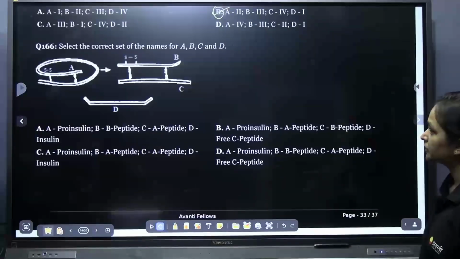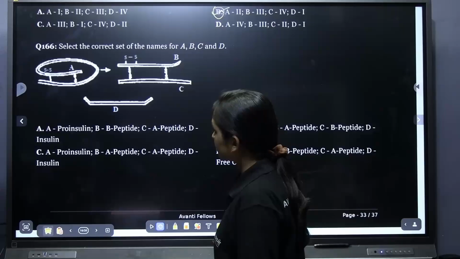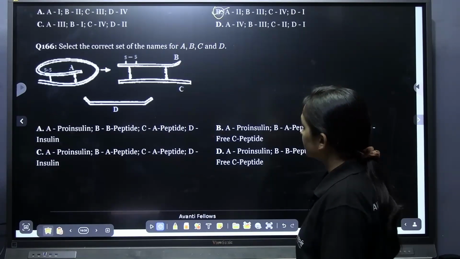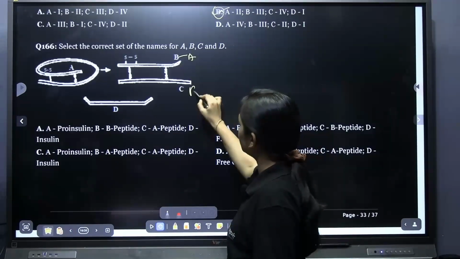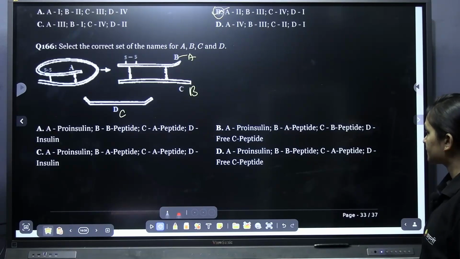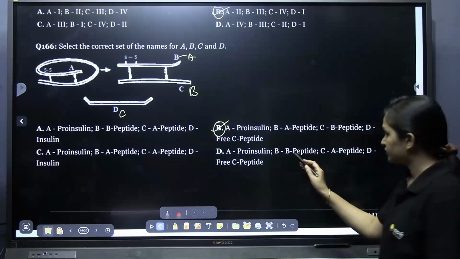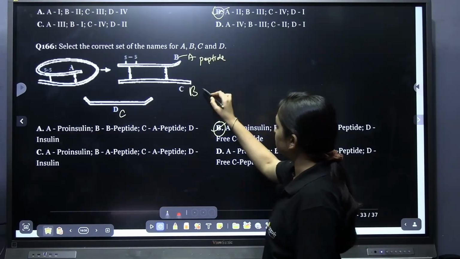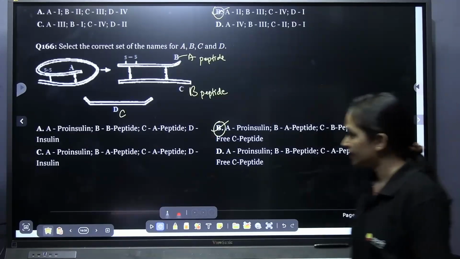Okay, this is a good question. Select the correct set of names for A, B, C and D. A is proinsulin. B is the A peptide, C is the B peptide, and D is the free C peptide. So B is the correct answer. Proinsulin. This is the A peptide chain. This is the B peptide chain. Free C peptide chain. Any doubts?